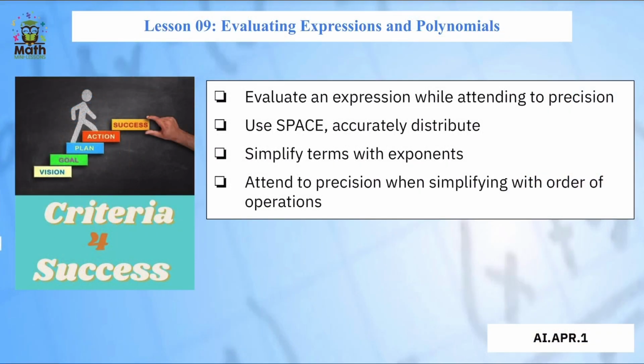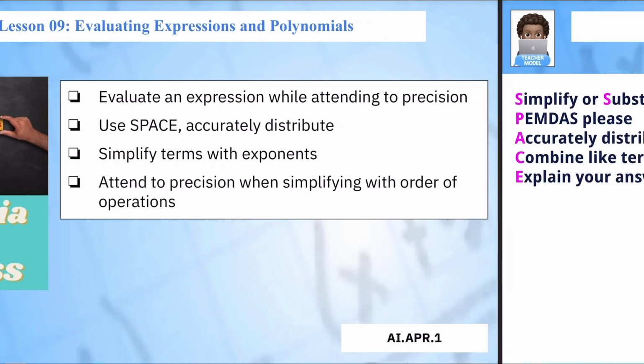Welcome to lesson 9, evaluating expressions with polynomials. In this lesson, we're going to look for a few things that demonstrate mastery. The first one is that you can evaluate an expression attending to precision, meaning how careful and precise you can be. That really matters. How we're using SPACE to accurately distribute, and I'm going to show you what SPACE means. That's an acronym. How we're simplifying terms with exponents, and again, attending to precision when simplifying with order of operations.